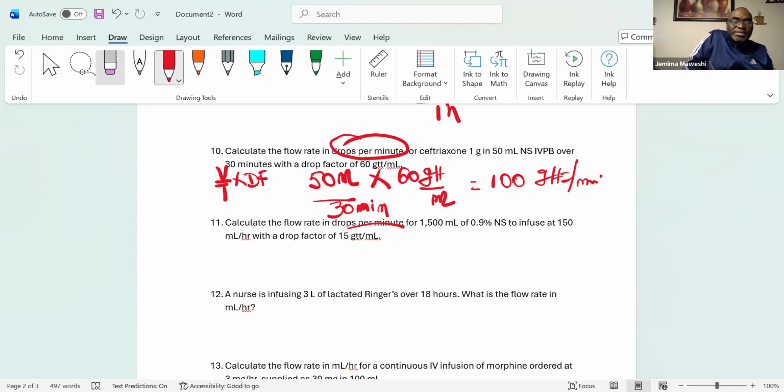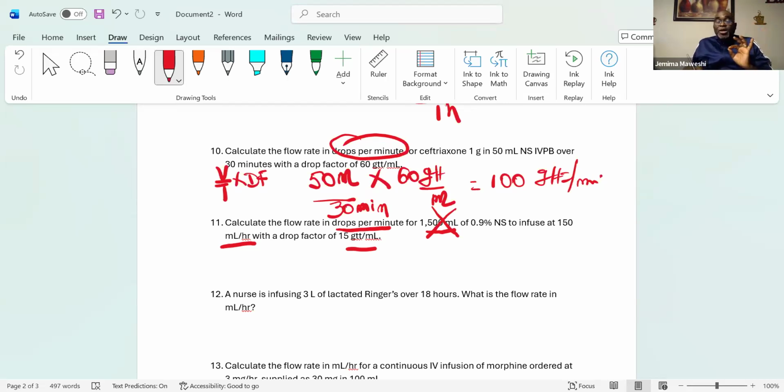Now, let me erase this thing, because this is where a lot of nursing students make a mistake. So hear me well. Anytime in any exercise, if you are looking for drops per minute, and in that exercise they give you the volume, you see, the volume. They give you infusion rate, 150 milliliter per hour, and a drop factor. This volume right there is a distraction. You're not going to use it. You're not going to use it.